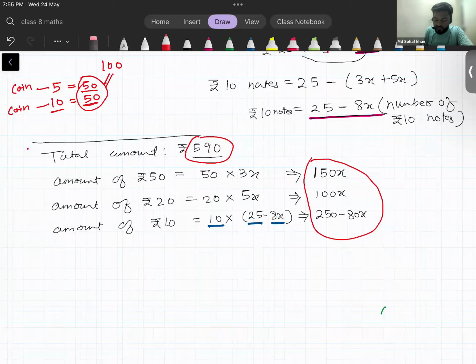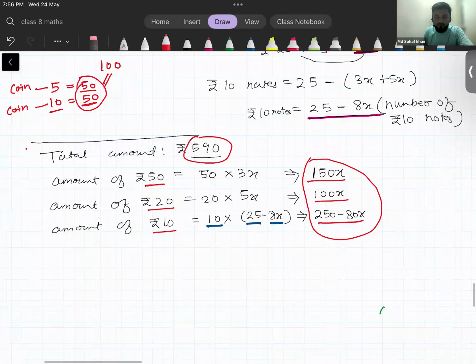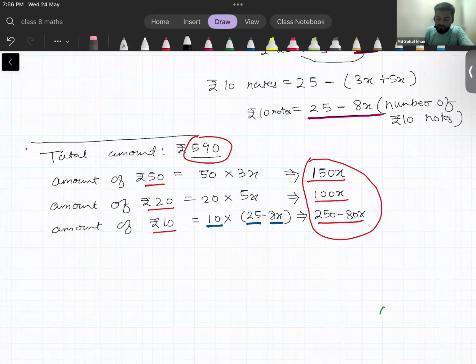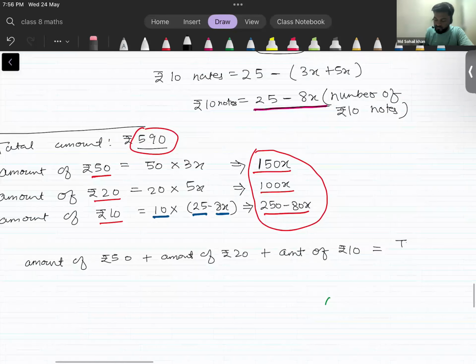The same thing applies here also. Okay, Ahmed. So you are provided with amount of rupees 50 to be 150x. Similarly, amount of rupees 20 notes is 100x. And we found out the amount of rupees 10 notes to be 250 minus 80x. Now if we add these three values, that is amount of rupees 50 plus amount of rupees 20 plus, I'm writing in short, AMT, amount of rupees 10, will it not be equal to total amount? It will be, sir.